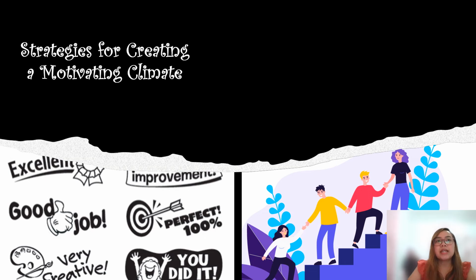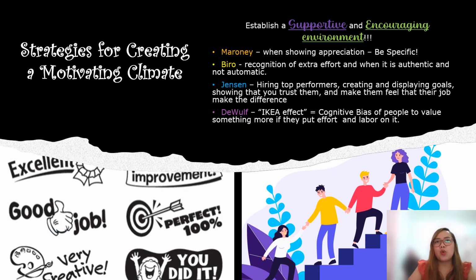Okay. Next one is the strategies for creating a motivating climate. It is important to establish a supportive and encouraging environment. You should remember that. According to Maroney, or I don't know how to pronounce it, when showing appreciation, be specific. It simply stipulates that you don't just say good job to the person without even saying what the person specifically did to be praised with a good job. So you say, good job on the report that you gave to me this morning. It was very precise and very elaborated and very well said.